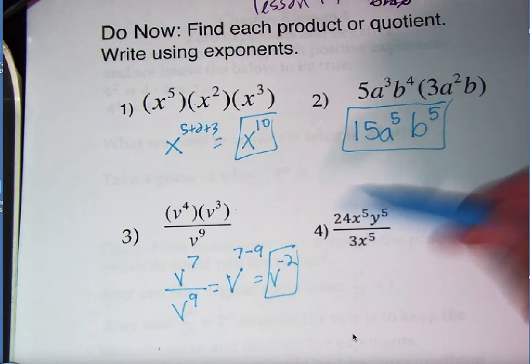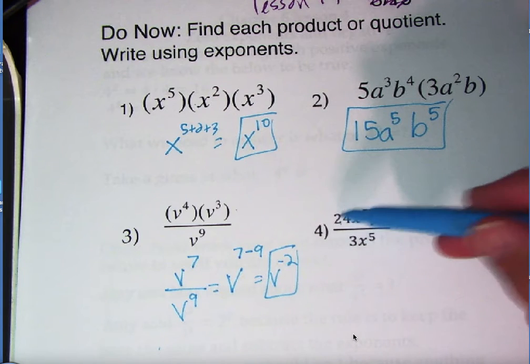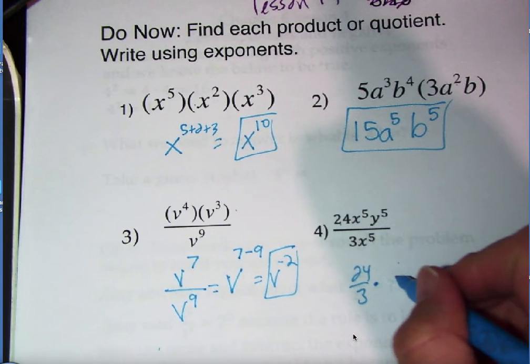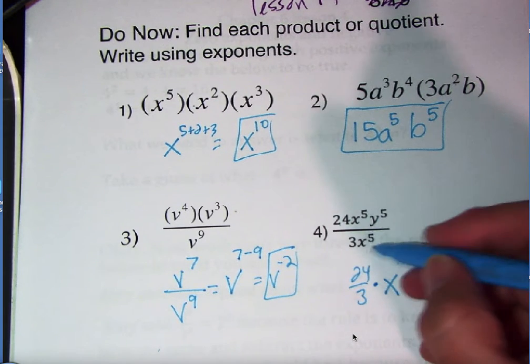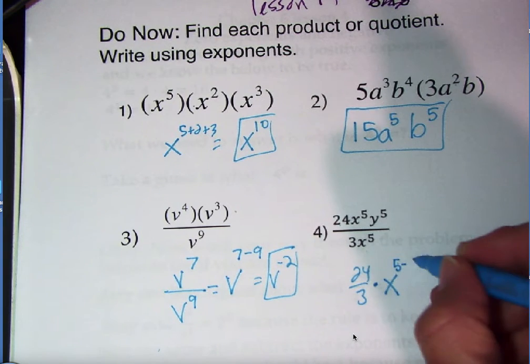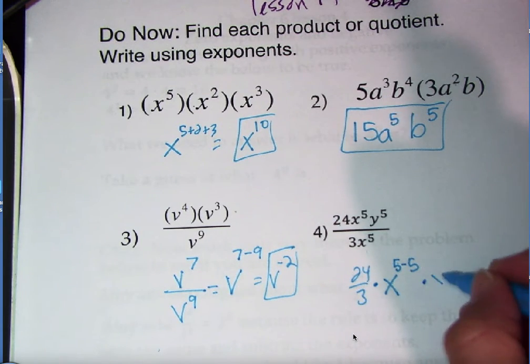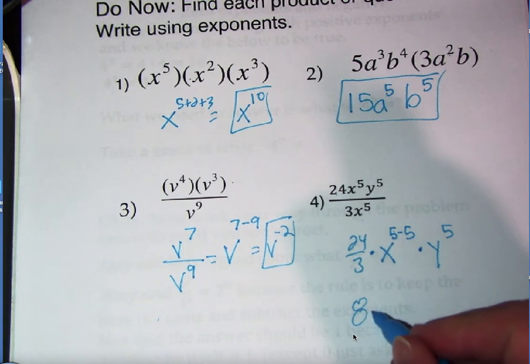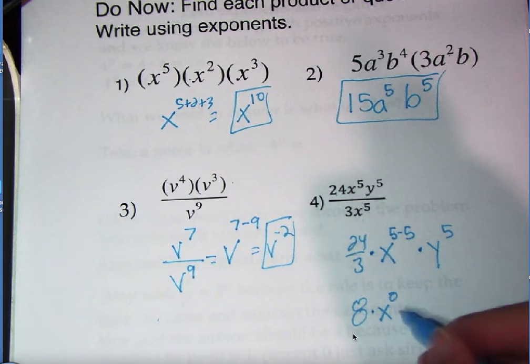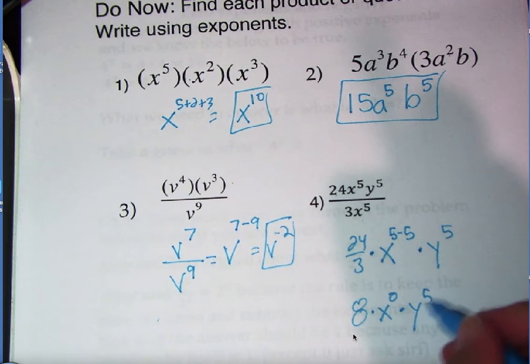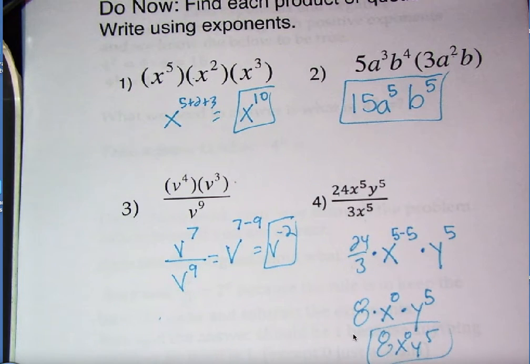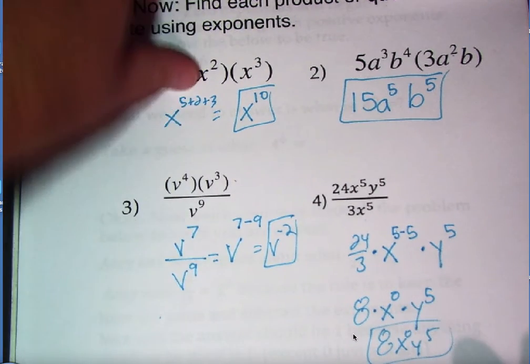Last one, we have a little bit more, but we do have a coefficient. So 24 divided by 3 times x to the, well, we have x in the numerator and denominator. So numerator exponent minus denominator exponent. And there's y. 24 divided by 3 is 8. 5 minus 5 is 0. Y to the fifth is y to the fifth. There we go. Hopefully that went well for you. There are the answers. There's some of the work. Okay.